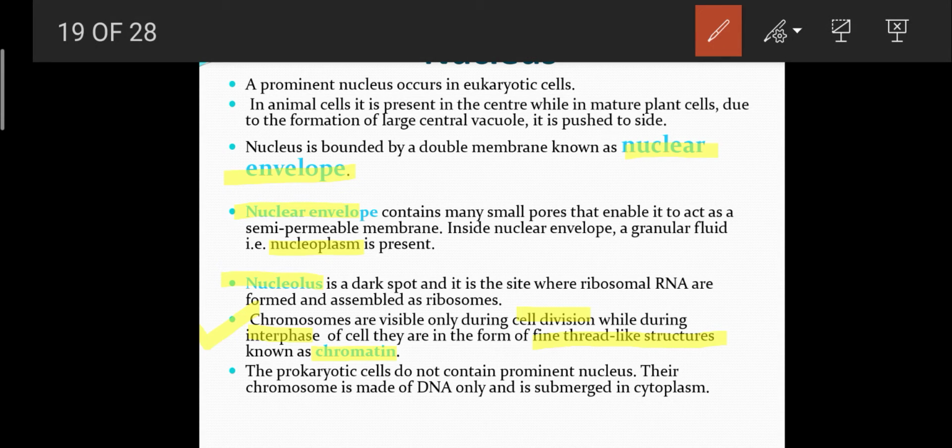The prokaryotic cells do not contain a prominent nucleus. Their chromosome is made up of DNA and is submerged in the cytoplasm.